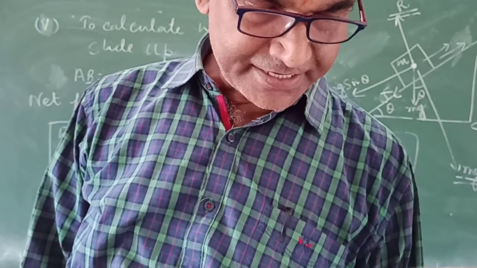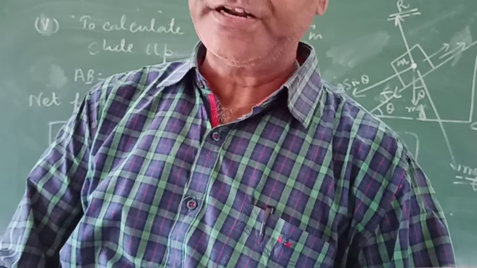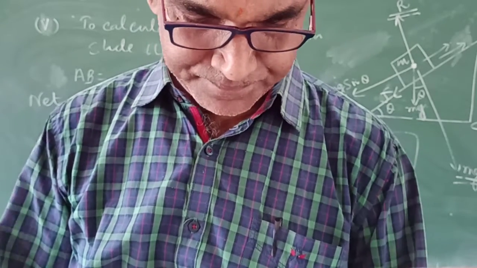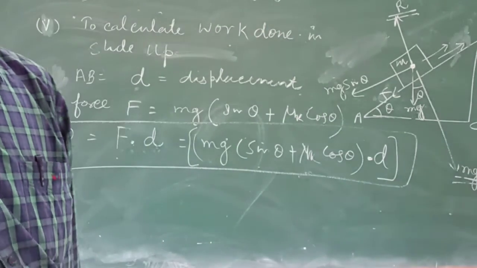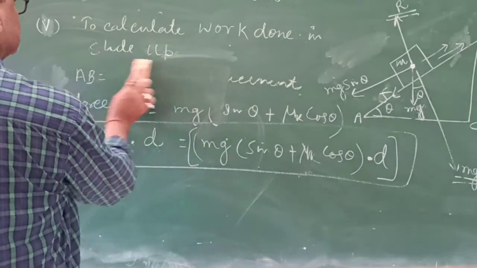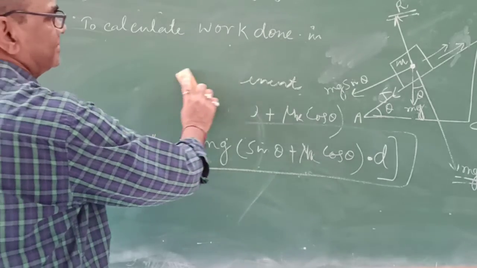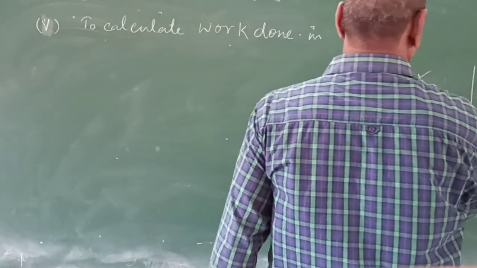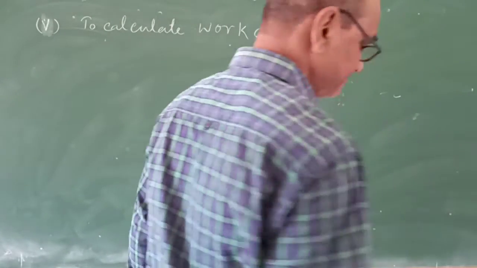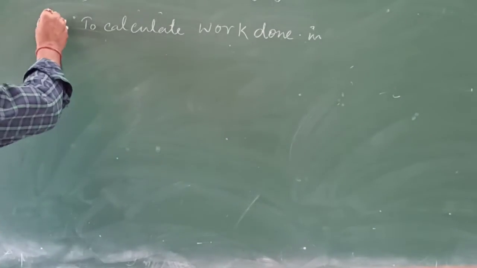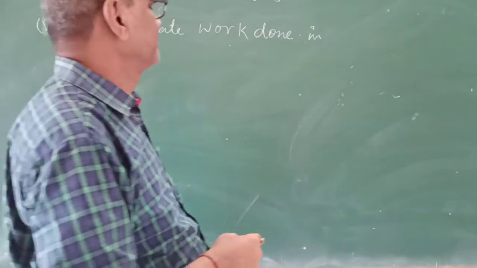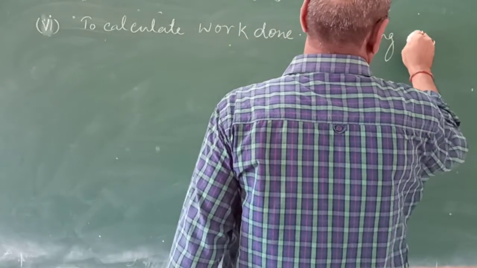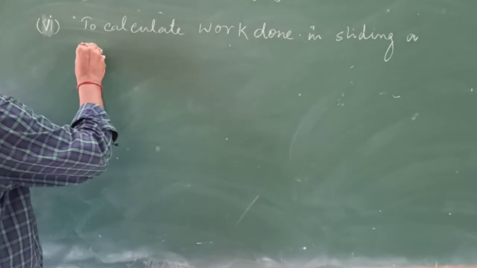Now, the work done in sliding a body on a horizontal surface. This is a very easy thing, horizontal surface. Horizontal surface is very easy. Work done in sliding on a horizontal surface. To calculate work done in sliding on a horizontal surface.